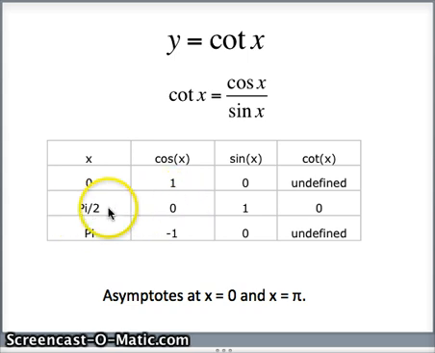Cosine of pi over 2 is 0, sine of pi over 2 is 1, 0 divided by 1 is 0. Pi, cosine of pi is negative 1, sine of pi is 0. So here's 3 points. Starting point is 0, ending point is pi, midpoint is pi over 2. Asymptote at 0, asymptote at pi, but then the point (pi over 2, 0) is our midpoint. So those are the first things we start with. And we always want to go from asymptote to asymptote.